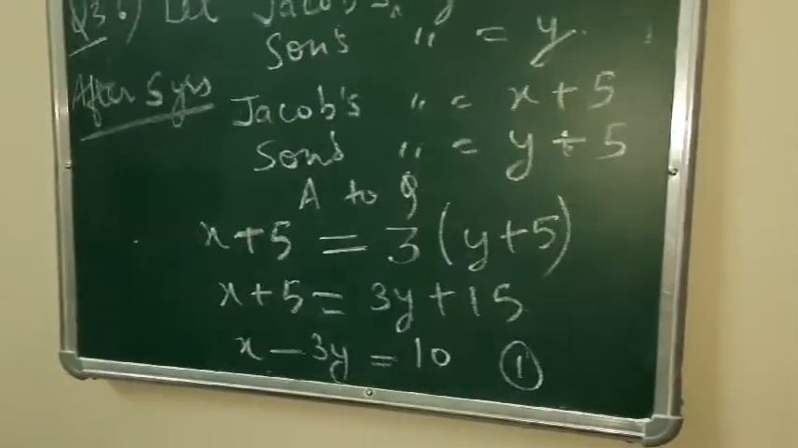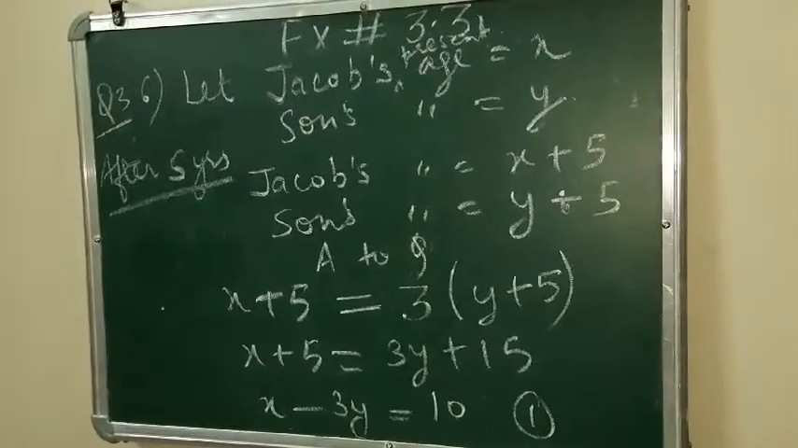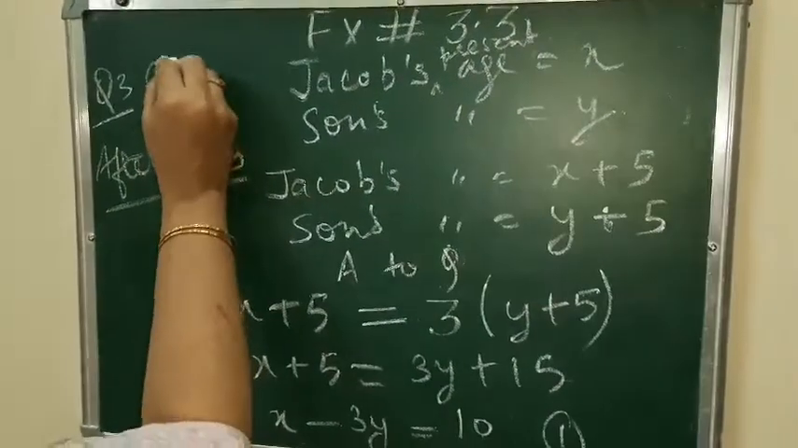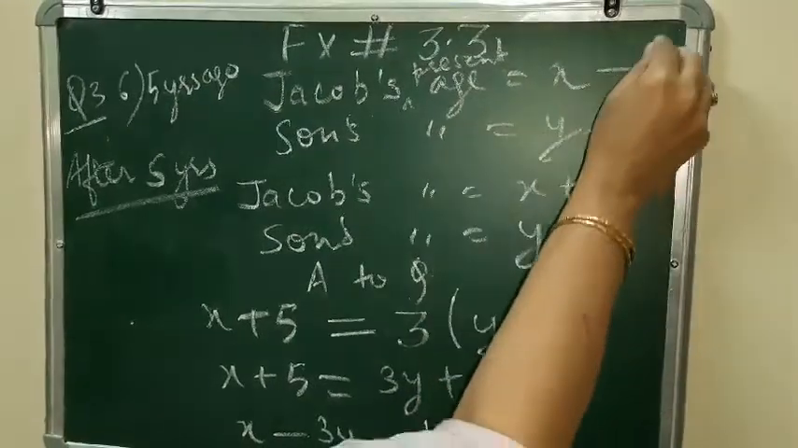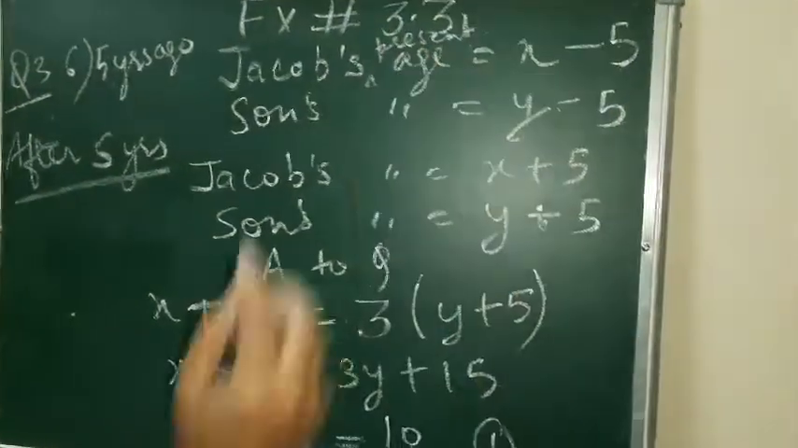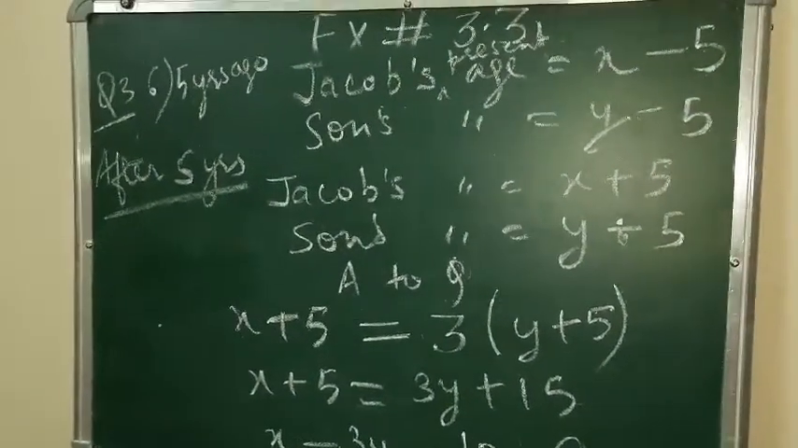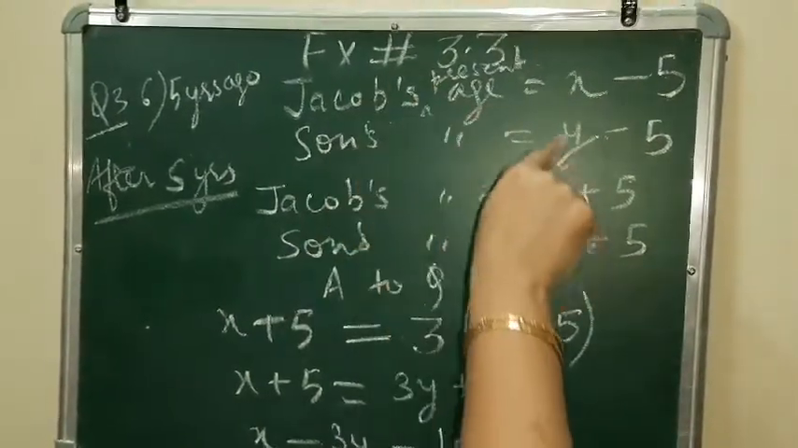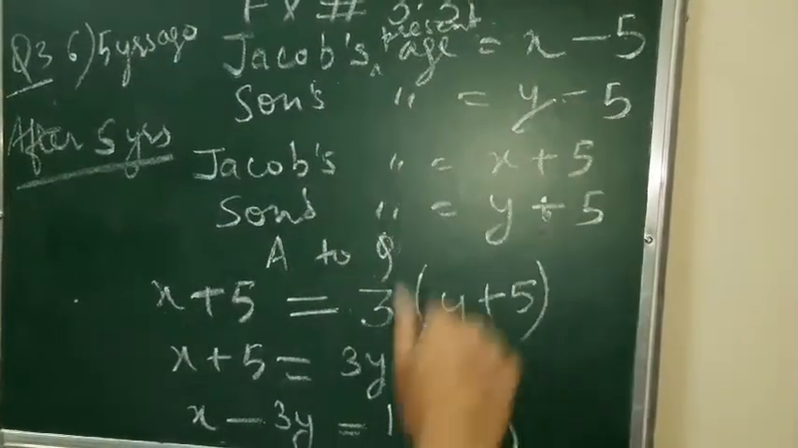Now for the second equation, read the question. 5 years ago. Now he is talking about 5 years ago. So 5 years ago means before 5 years. Jacob's age was x minus 5 and son's age was y minus 5. Like if it is 15 now, your age 5 years back was 10. That means you have subtracted 5 from it. So similarly, Jacob's present age is x now. So 5 years ago, x minus 5. Son's age, y minus 5.